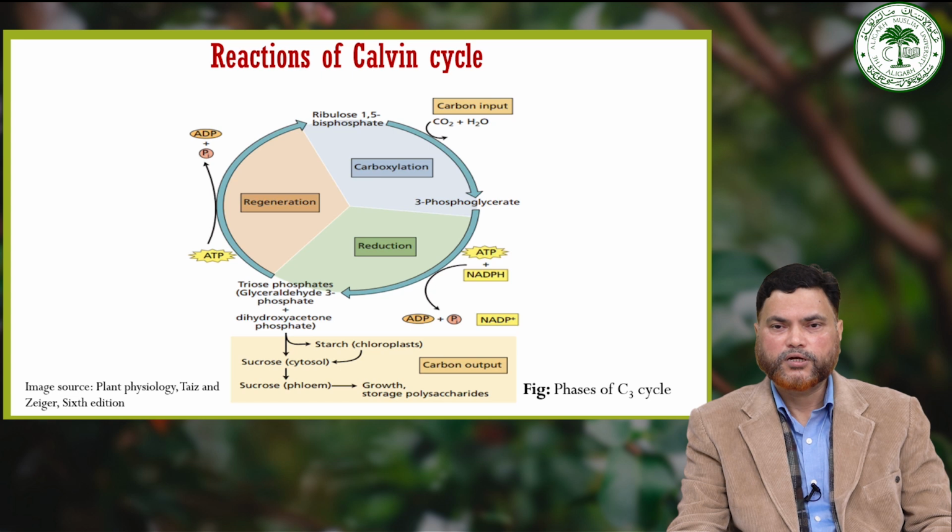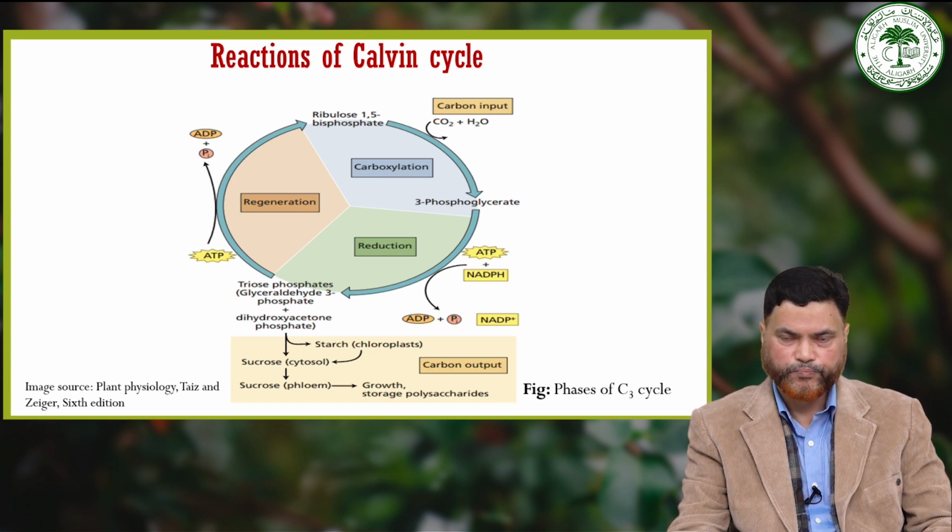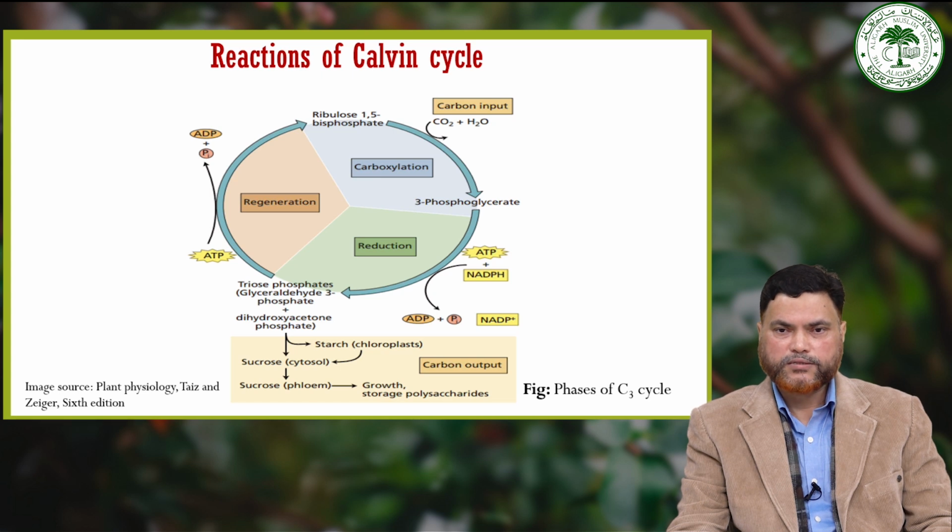So, first, carboxylation or fixation of carbon dioxide. In this phase, atmospheric carbon dioxide combines with a 5 carbon acceptor molecule known as ribulose 1,5-bisphosphate to generate two molecules of a 3 carbon intermediate, 3-phosphoglycerate.